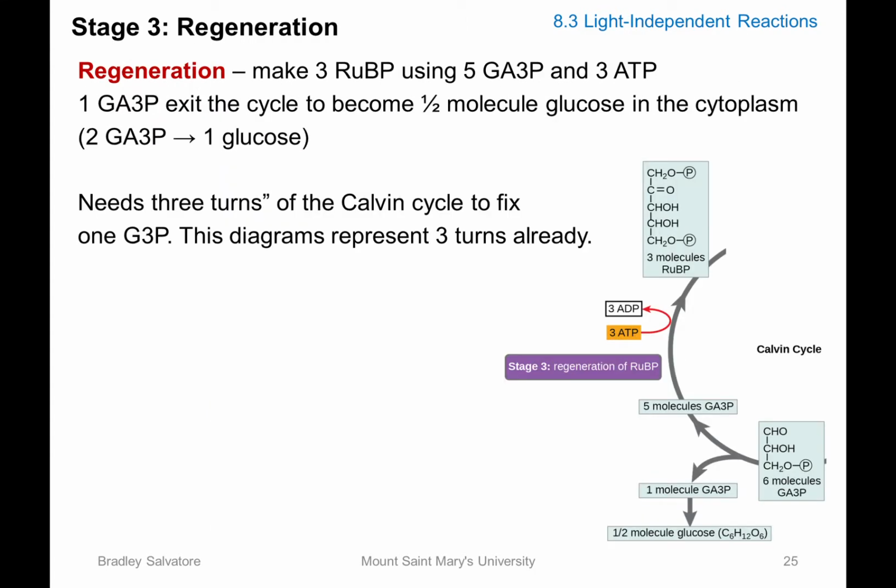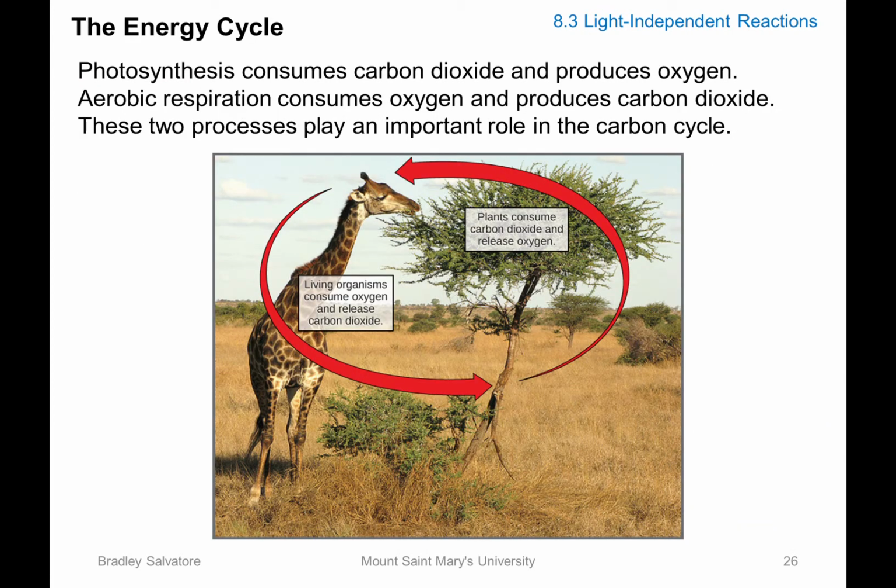So that basically concludes our 3 steps of the Calvin cycle. And just the last point before I leave you with this chapter is that plants consume carbon dioxide and release oxygen as a byproduct. It is not a waste, because we, as animals and other heterotrophs, use oxygen. The majority of them use oxygen and go through cellular respiration and then release carbon dioxide as a byproduct.